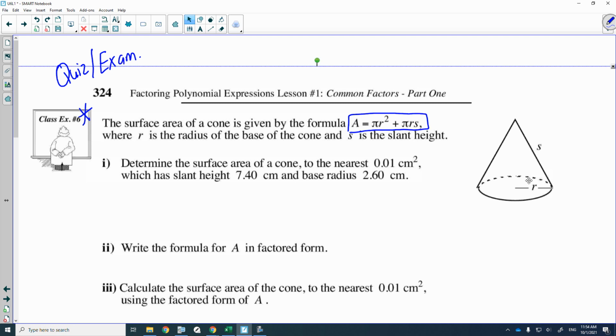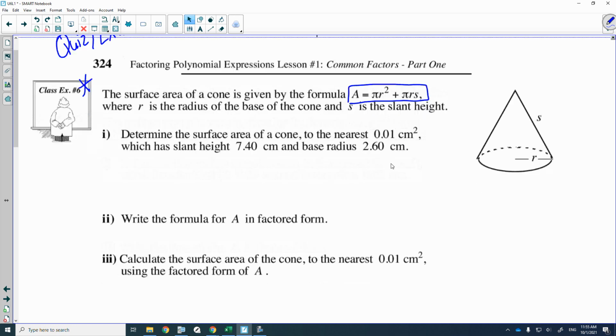So if ever I give you a shape, you will always be given the formula for that shape. They just say, if you were to paint this cone, that's the surface area: pi r squared plus pi rs. And then the first question says determine the surface area of the cone to the nearest 0.01. What they're telling you here is what to round to, which is 2 decimal places. And then they say it has a slant height of 7.4, and a radius of 2.6.